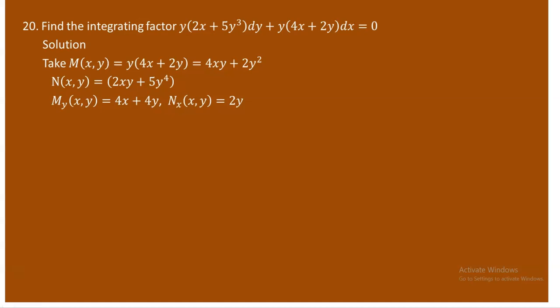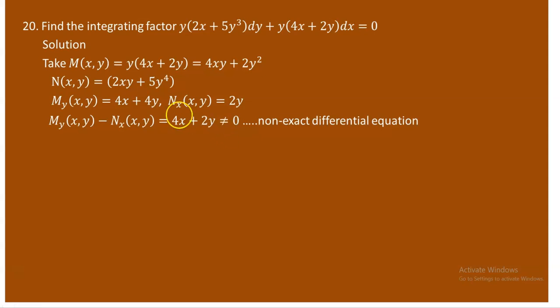So as you see, My and Nx are obtained as shown. The partial derivative of M with respect to y makes 4x plus 4y, and the partial derivative of N with respect to x makes 2y. So now let's take the difference between the two. As can be shown, the difference between the two is 4x plus 2y. You see, when you subtract 2y from this, 4x comes as it is, but 4y minus 2y is 2y, which is different from 0. So this is non-exact, students.